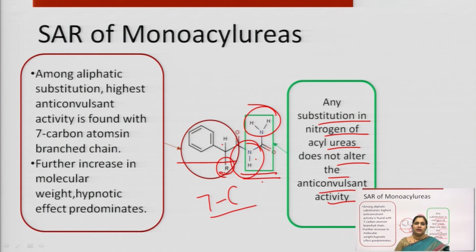So, in the structure activity relationship of monoacylureas, we have studied that substitution at the nitrogen of these acyl ureas will not affect the anticonvulsant activity, so it should not be substituted. And apart from that, when we talk about the substitution with the alkyl part, among the aliphatic substitutions, the highest anticonvulsant activity is found only when 7 carbon atoms are present in the branch chain. When the number increases beyond 7 carbon atoms, that leads to more of the hypnotic potential rather than anticonvulsant.